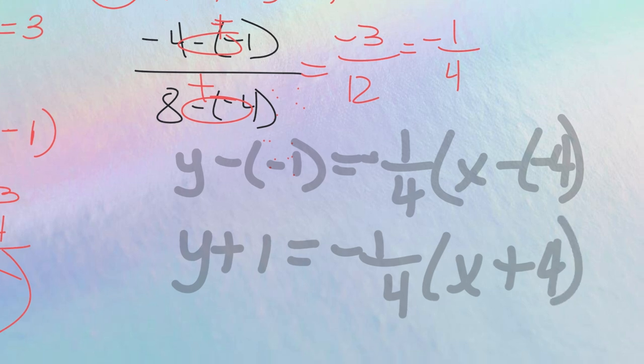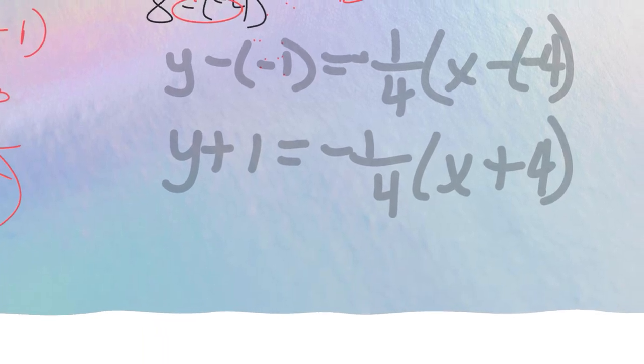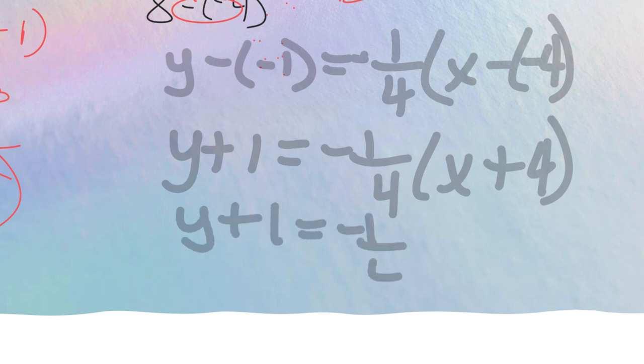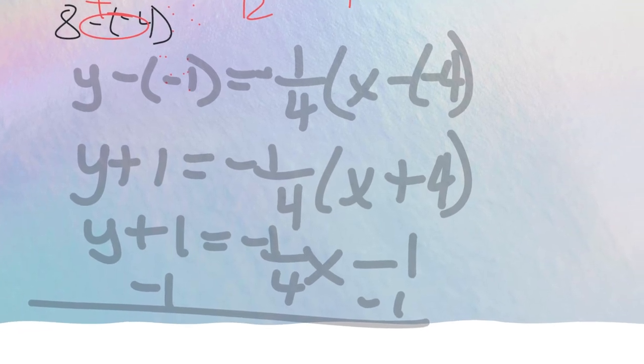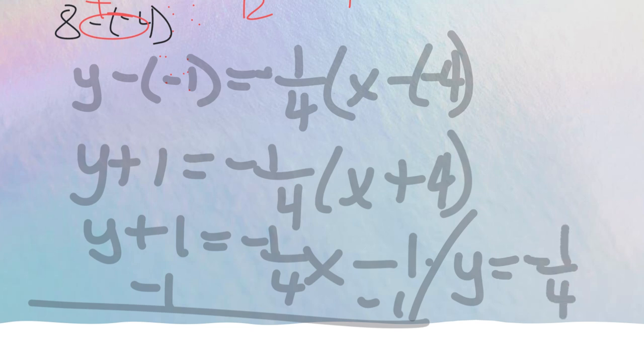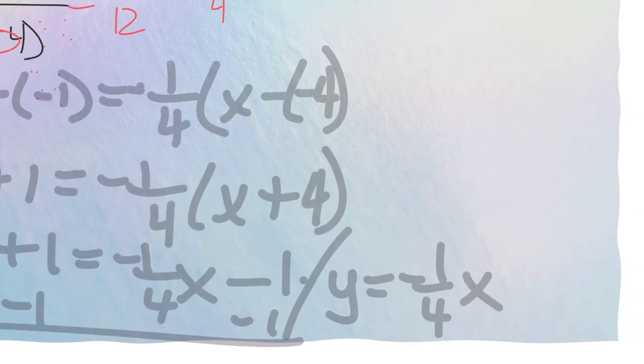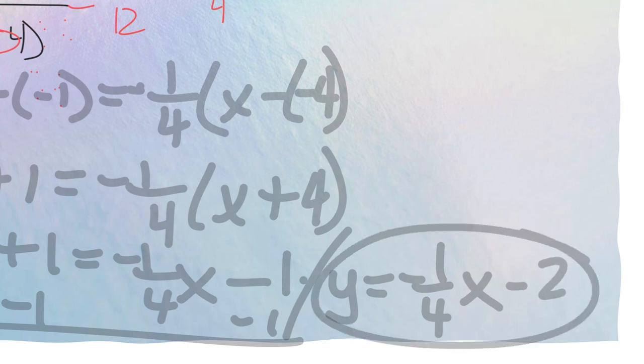Now I'm able to do distributive property, correct? I'm left with y plus 1 equals negative 1/4 x minus what? Minus 1. And if I bring this over, I'm going to have minus 1, minus 1. My answer will be y equals negative 1/4 x minus 2. And that's your answer.